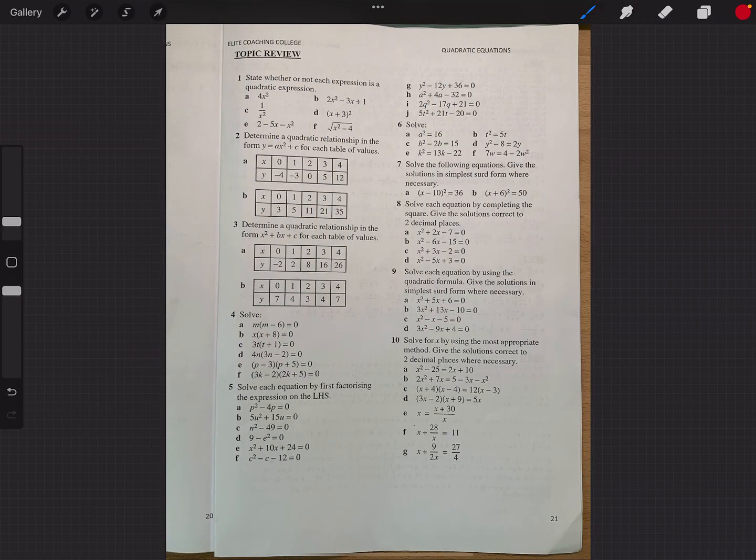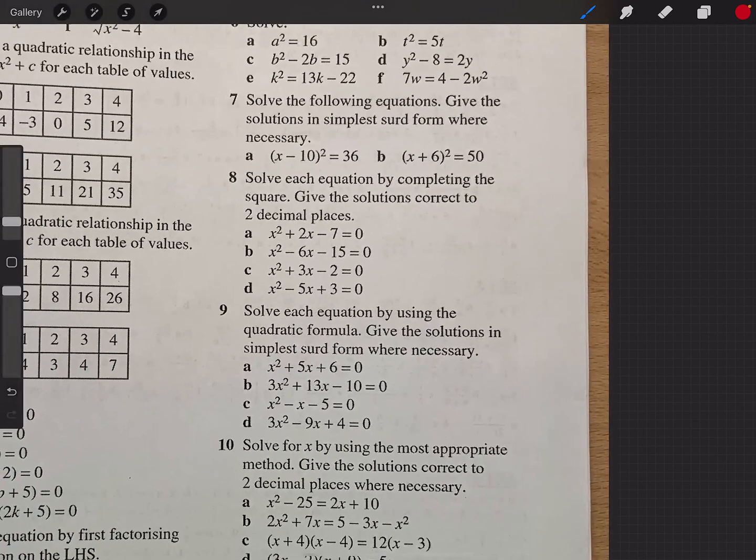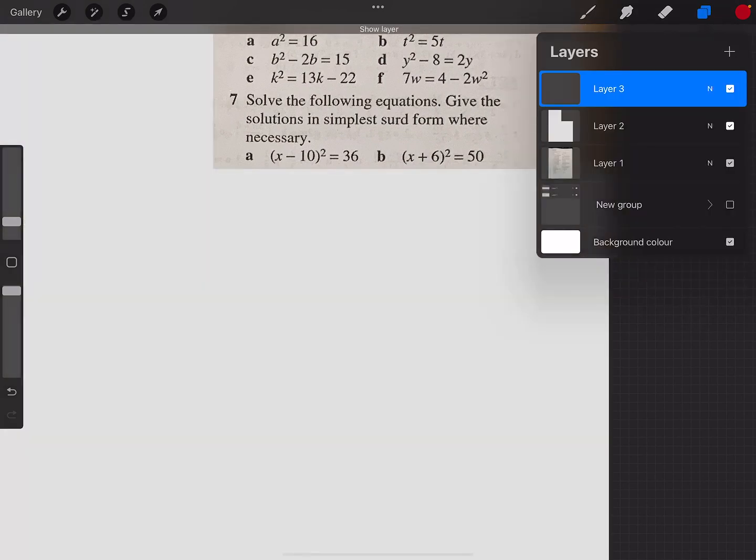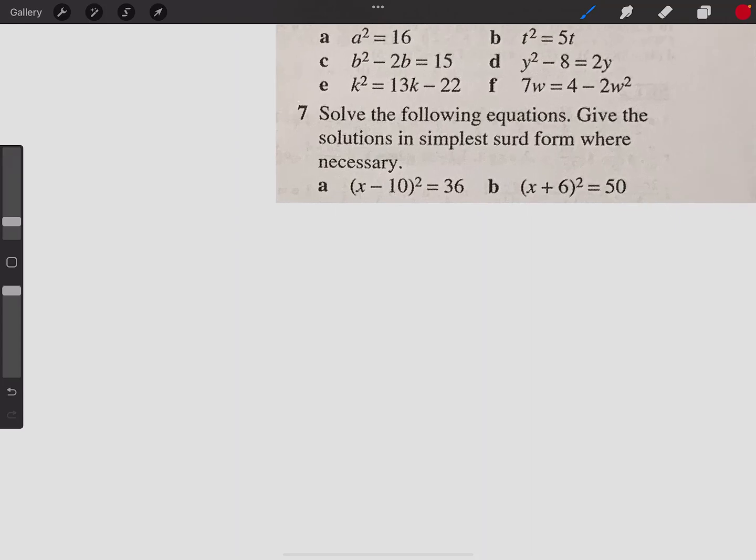Hey guys, this is the topic review for Year 9 on page 21. We're going to do questions 7 and 8. Question 7 says solve the following equations. Give these solutions in simplest surd form where necessary. Okay, I'm going to isolate that question so we can do some working out.